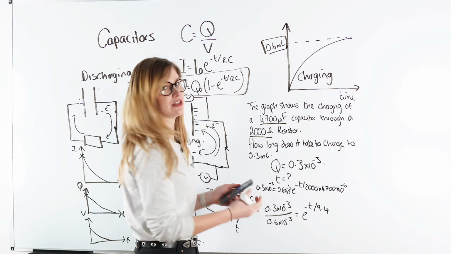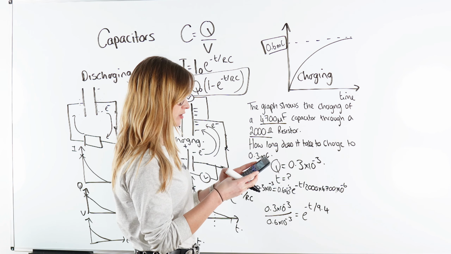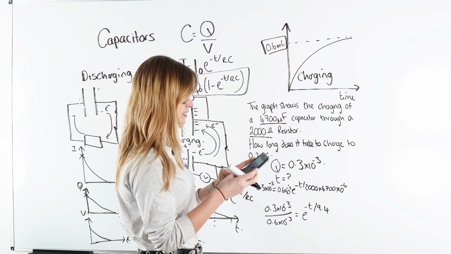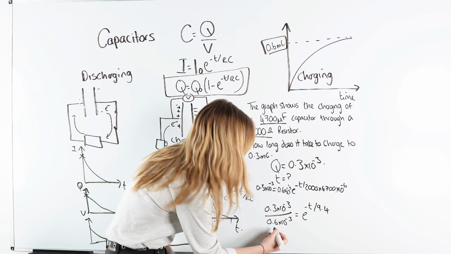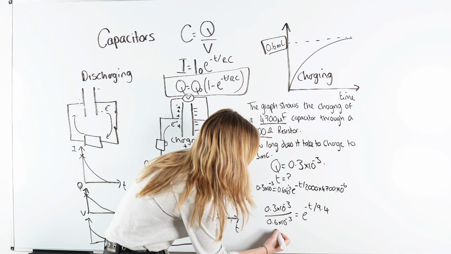So now we're just going to do this end of the fraction. I'm going to do 0.3 times 10 to the negative 3 divided by 0.6 times 10 to the power negative 3. And I'm going to get 0.5. So 0.5 is equal to e to the minus t over 9.4.